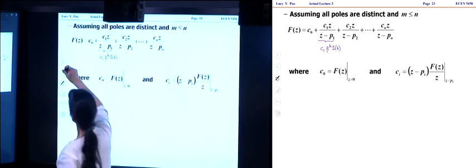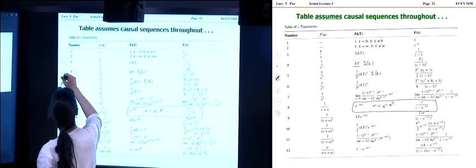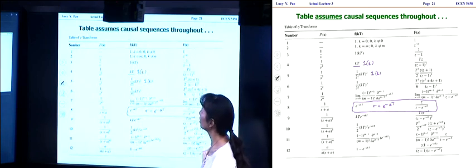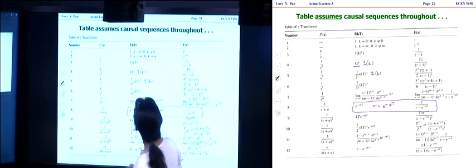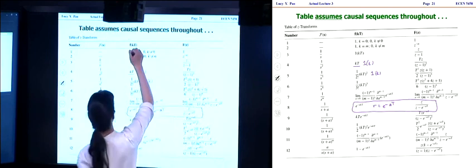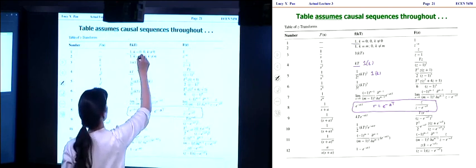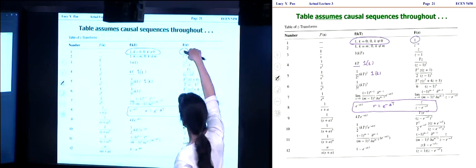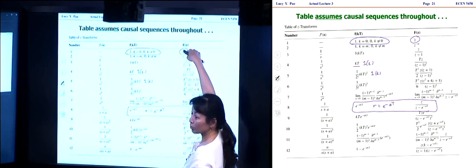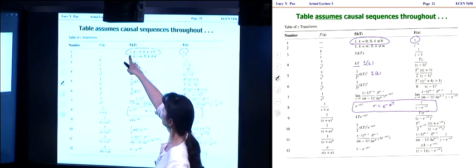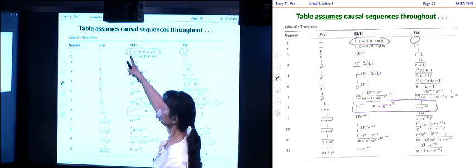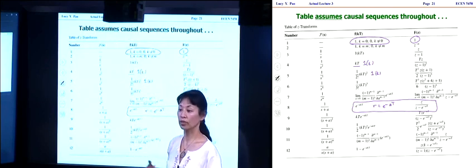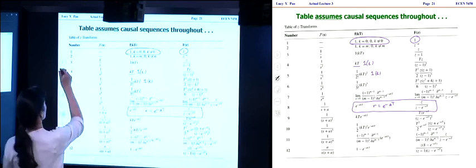Now c0 is constant. What does that correspond with? It's actually not here. Oh, it's here, right? So it's this one, right? So if you have in the z domain c0, in the time domain you just have a sequence that's equal to c0 at k is equal to 0 and 0 everywhere else. It's what's called the pulse function.